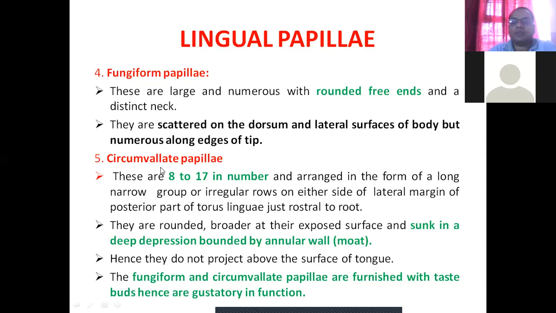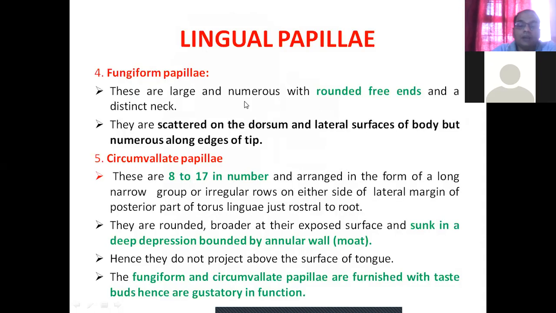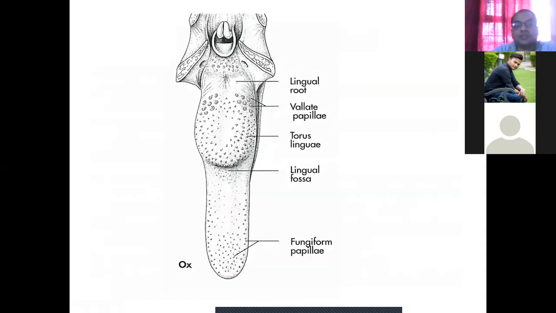Circumvallate papillae are very important. Circumvallate papillae are 8 to 17 in number. You have to remember this number varies from 8 to 17, and they are arranged in a long narrow group or irregular row. You see, this is the group or irregular row. Importantly, they are situated on the lateral margin of the root of the tongue.